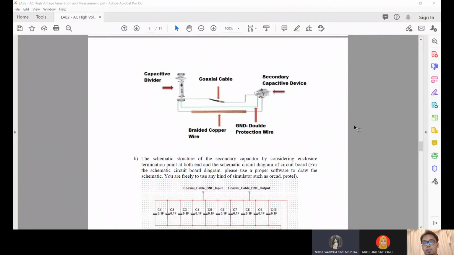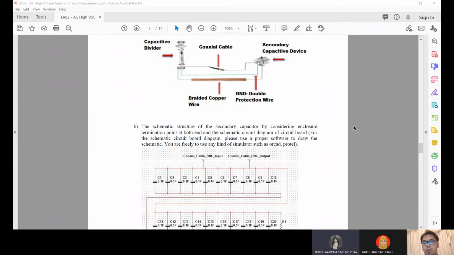Okay, so in this part, the capacitive divider is a high voltage device rated at 100 picofarad, and it can receive a voltage of 100 kV as the input voltage. Then the voltage will be regulated to 7 VRMS, 7 volt RMS, to the secondary capacitor device through the coaxial cable, since the measuring probe only allows 7 VRMS for the rated voltage.